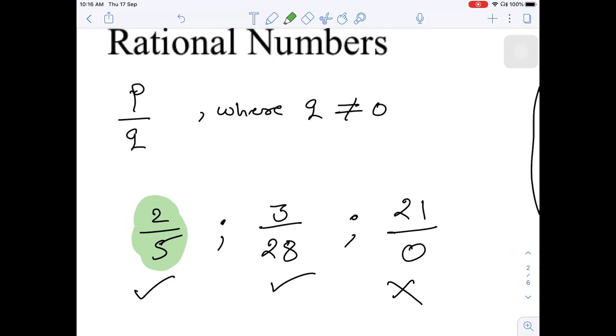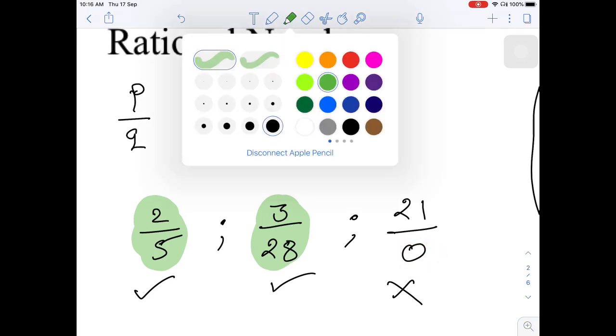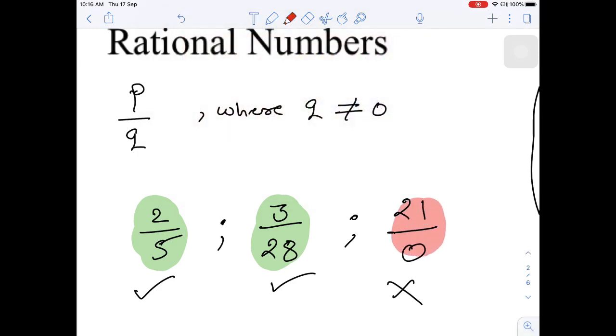Now let us look at the next example, 3 upon 28. Here also you can see that it is in numerator denominator form and the denominator is not equal to 0. So yes, this one is also a rational number. Let us consider the next example. Now here we have 21 upon 0. It is in numerator denominator form, but the denominator is equal to 0. We don't want the denominator equal to 0. So this is not a rational number. I'm highlighting it with a different color.